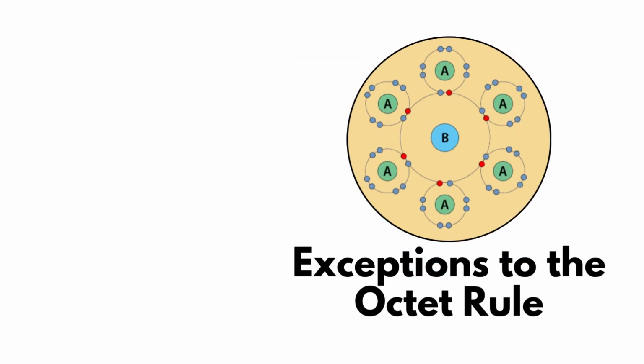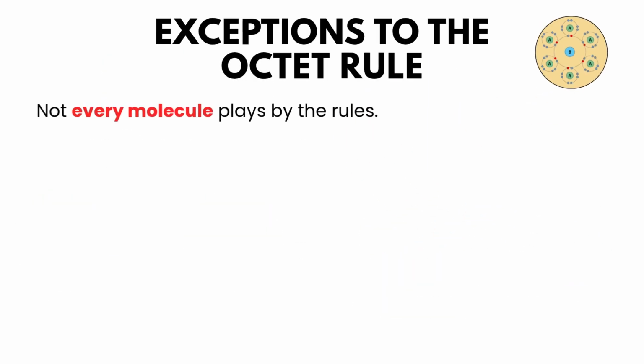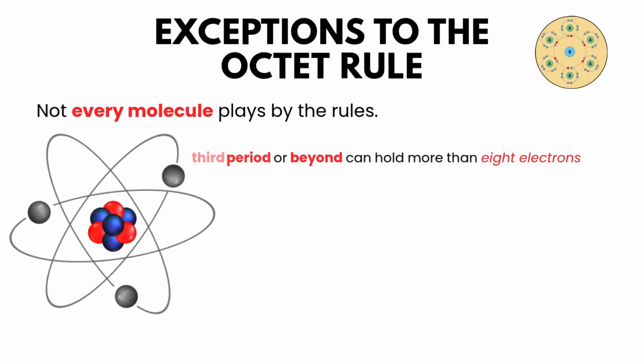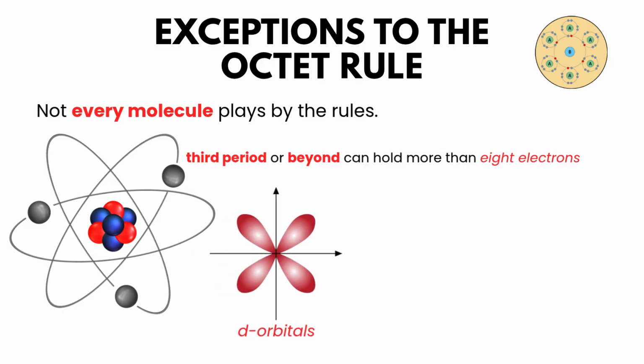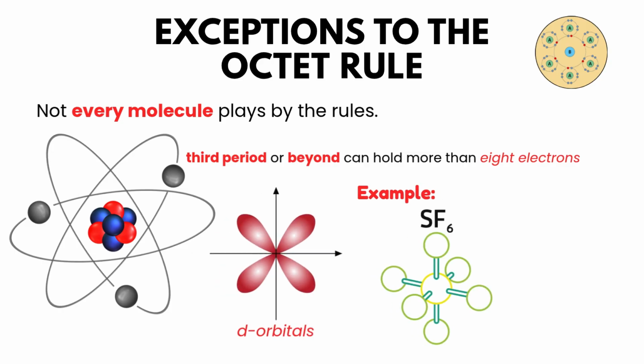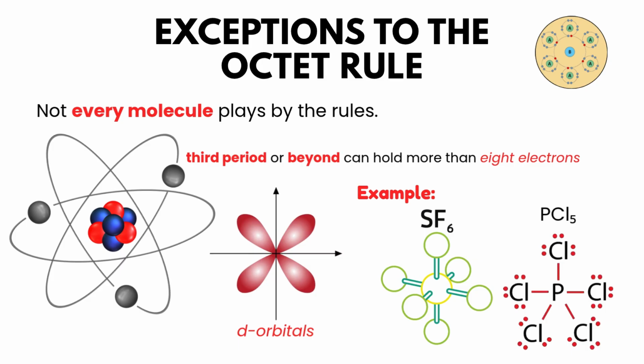Exceptions to the octet rule. Not every molecule plays by the rules. Atoms in the 3rd period or beyond can hold more than 8 electrons because they have access to d orbitals. Examples: SF6 and PCl5. The MCAT expects you to recognize these as exceptions.